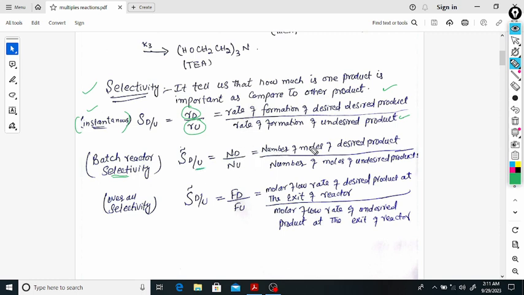For a batch reactor, we will use this type of selectivity, the selectivity of desired product over undesirable product. It is the number of moles of desirable product formed in the batch reactor divided by the number of moles of undesirable product formed in the batch reactor. So this depends on the number of moles.